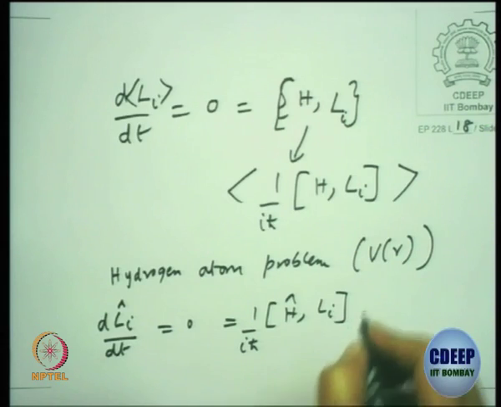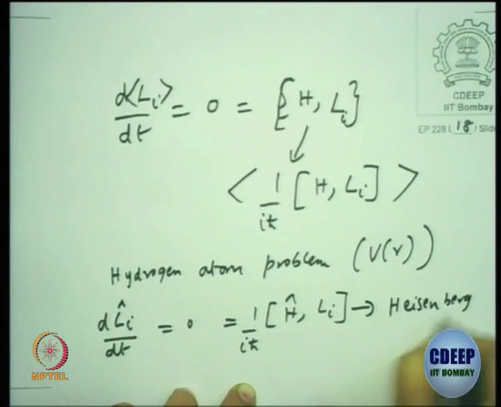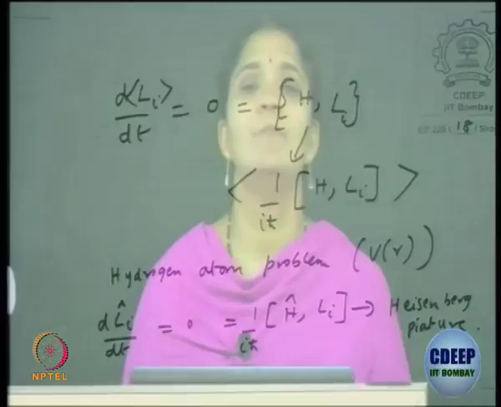This is the Heisenberg picture. So, in all central force problems, angular momentum commutes with the Hamiltonian. How do we see this in the hydrogen atom problem? We have done the psi n l m, but we never looked at it from this point of view, and that is why I was bringing in this angular momentum operator.